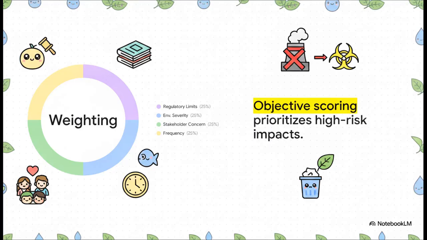But obviously, you can't tackle every single thing at once, right? That's exactly why we use significance weighting. By using this weighting system, we evaluate those aspects based on regulatory limits, the severity of the environmental damage, stakeholder concern, and the frequency of occurrence. This objective scoring is what ensures that high-risk areas like hazardous emissions or critical wastewater discharges are legally and properly prioritized way above less significant issues, like, say, office paper waste.